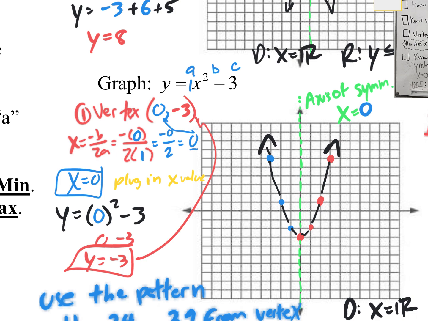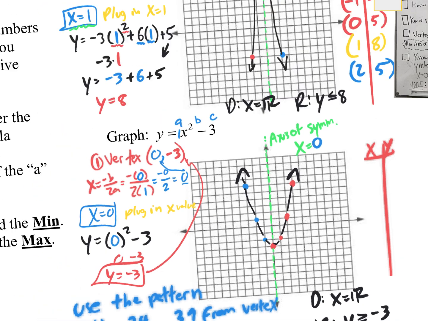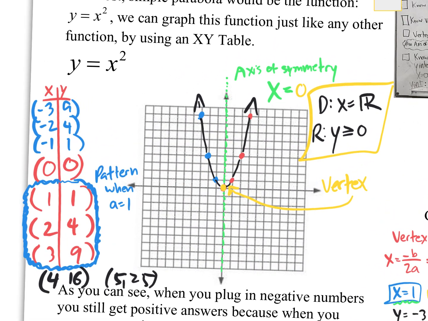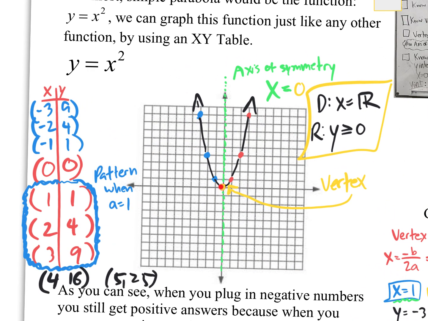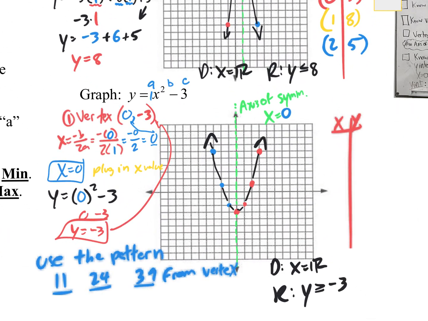Now, we need more points. You could go to an input-output table, an XY table, but that's kind of a waste of time, especially when your a value is 1. Because if the a value is 1, it's going to be exactly as wide as this one, which means we could use these coordinates: (1,1), (2,4), and (3,9). We could use those coordinates as a pattern from the vertex when a equals 1. So down here, we have the vertex and the a value is 1, so we could use the pattern 1,1, 2,4, 3,9 from the vertex.